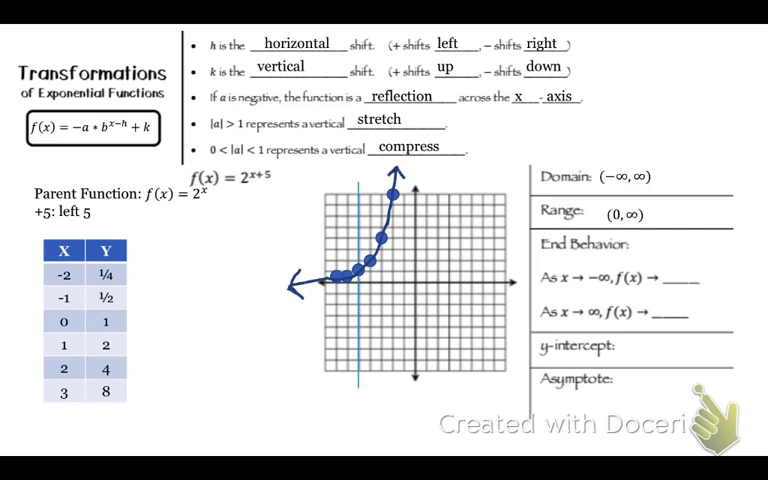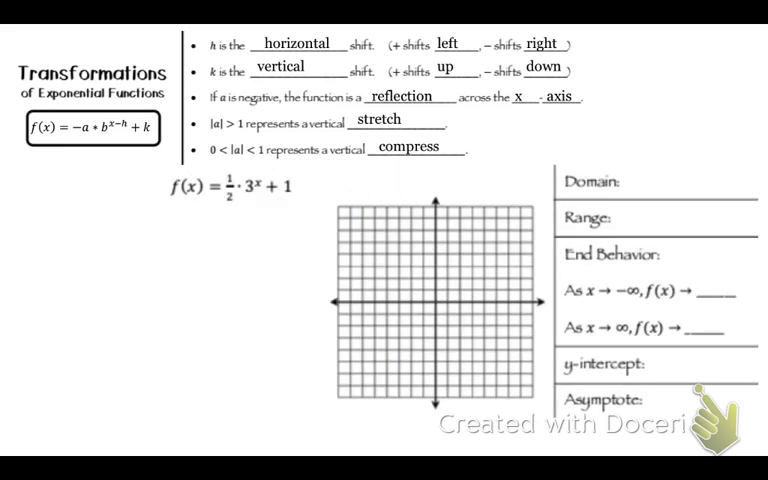Okay. Our domain is negative infinity to infinity. Range is 0 to infinity. As x goes to negative infinity, f of x goes to 0. As x goes to infinity, f of x goes to infinity. Our y-intercept, if you can't see it, like we can't see it on this, just plug 0 in. So 2 to the 0 plus 5 is 2 to the 5th, which is 32. So we have a y-intercept at 0, 32, and an asymptote at y equals 0.